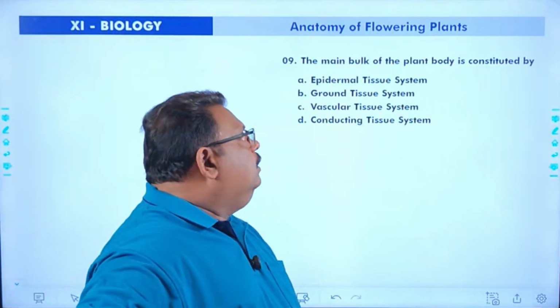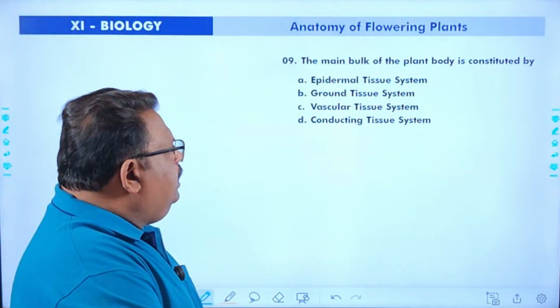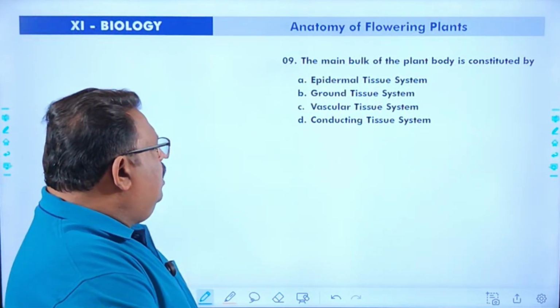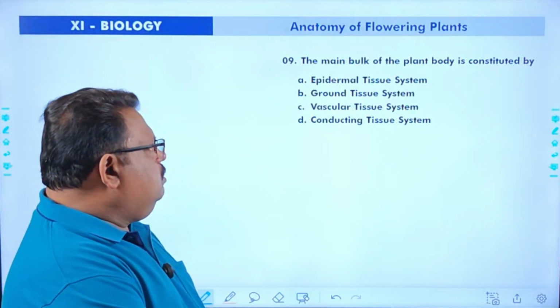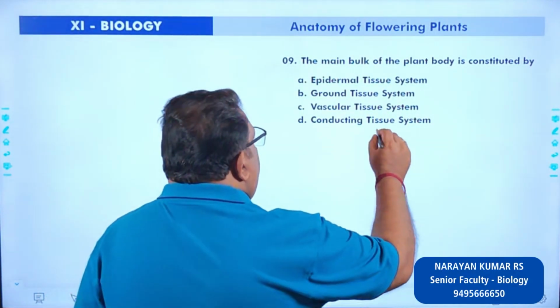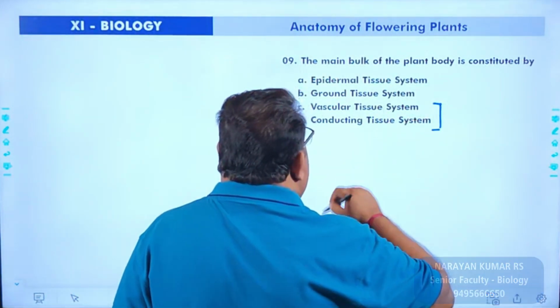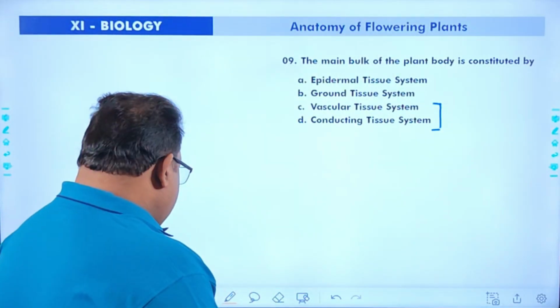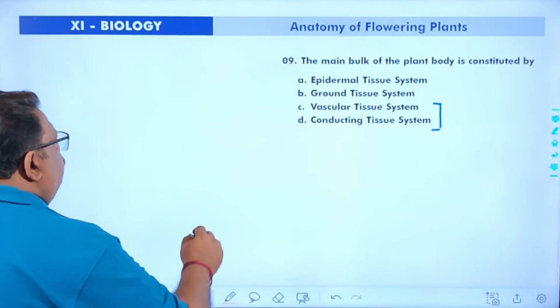Next question. The main bulk of the plant body is constituted by epidermal tissue system, ground tissue system, vascular tissue system, or conducting tissue system. So these two are same. Vascular tissue system and conducting tissue system are same. So in the case of a plant body, there are three tissue systems.